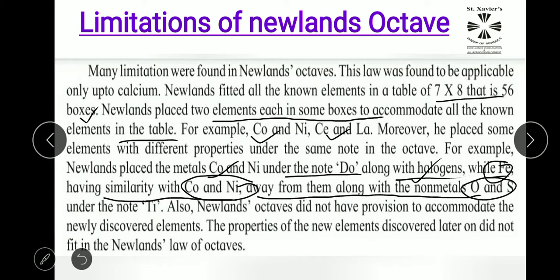Newlands' octave also did not have any provision to accommodate newly discovered elements. He could not answer for the elements that were going to be discovered. What would he do if new elements were discovered, students? So this was another demerit. The properties of the new elements discovered later on did not fit in Newlands' law of octaves, and Newlands' law of octaves was rejected by the scientific world of that time, students.